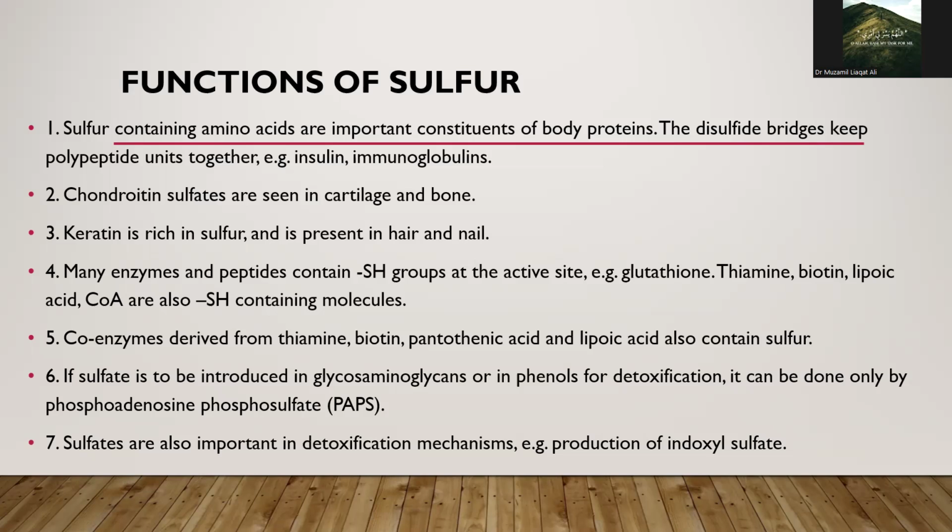Another one is enzyme function, that the sulfhydryl or SH group provides. Many enzymes have thiol or SH groups at active sites. For example, glutathione acts as an antioxidant. Next is the coenzyme component. Sulfur is present in thiamine, the B1 vitamin, biotin, lipoic acid, and coenzyme A. These are central to metabolism, the TCA cycle, and energy production.